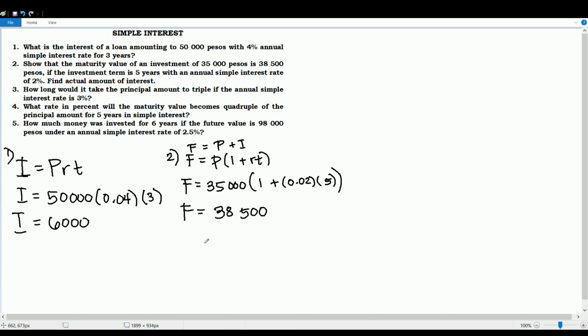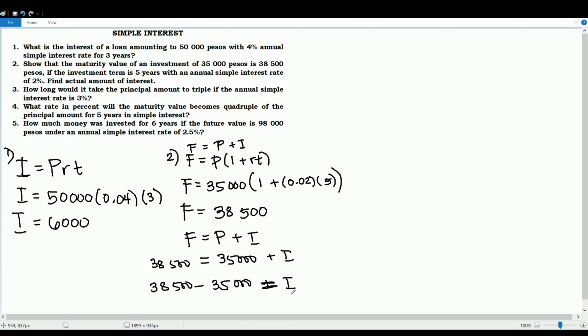38,500. From that same question, we are asked to determine the actual amount of interest. Since we already have the principal amount and the future value, we can use the first formula, that the future value is equal to the sum of the principal amount and the interest. Since the principal amount is equal to 35,000 pesos, we have to add plus I, and on our left side of the equation is 38,500. So by adding negative 35,000 to both sides of the equation, that will become 38,500 minus 35,000 equals I. Therefore, subtracting these numbers will give us 3,500 pesos as the amount of interest.